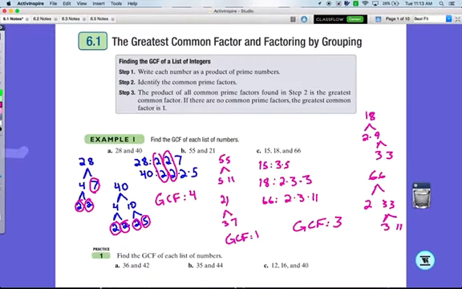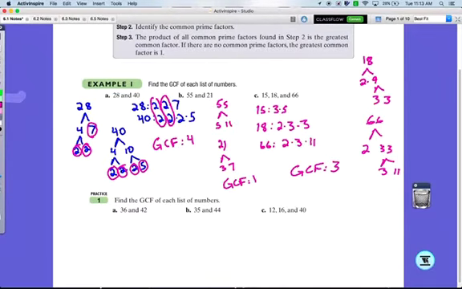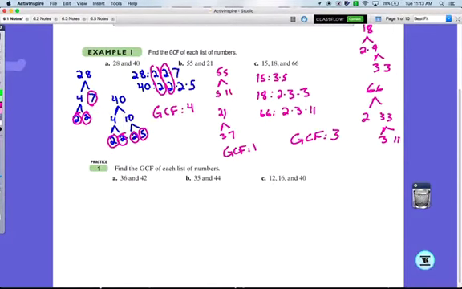Take a second, pause it, and work out practice 1. All right, the answers: A is going to be 6, that's the GCF there. For B, the GCF is 1. And for C, the GCF is going to be 4.